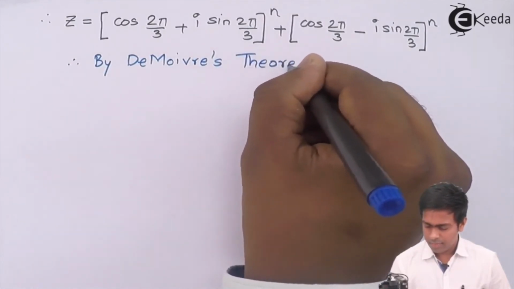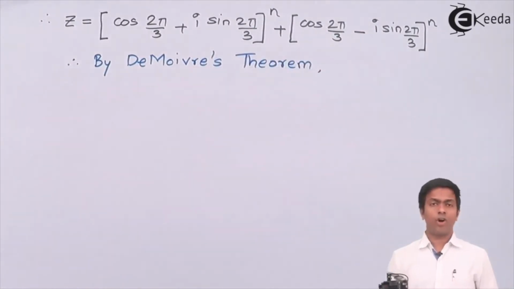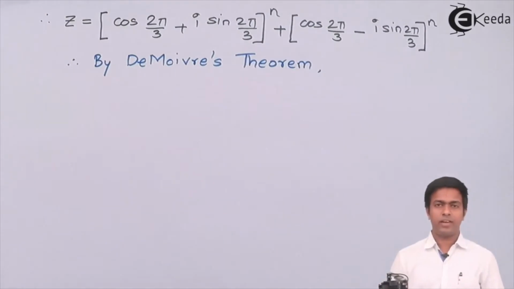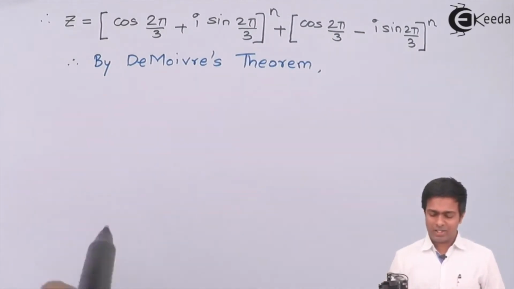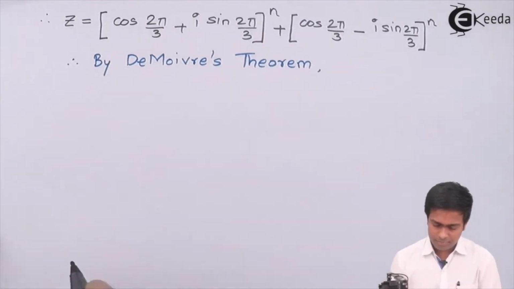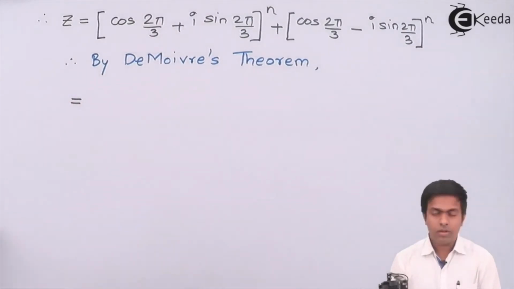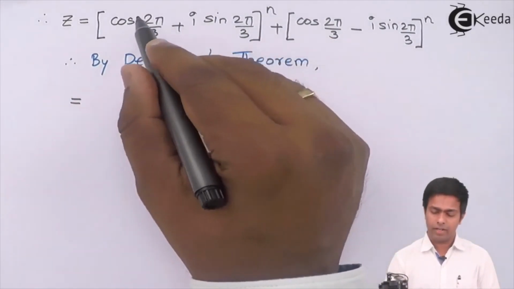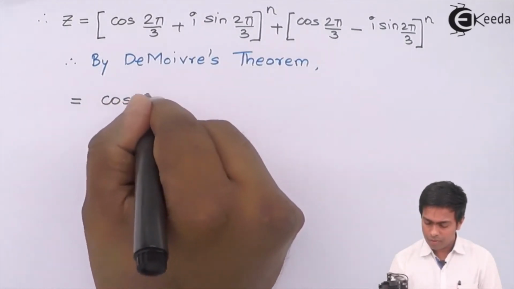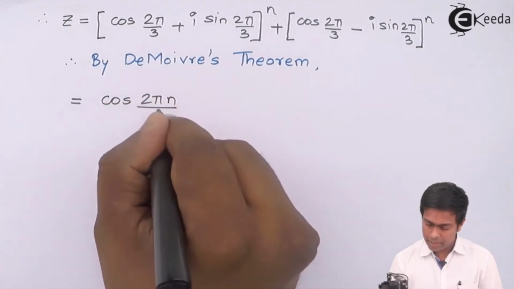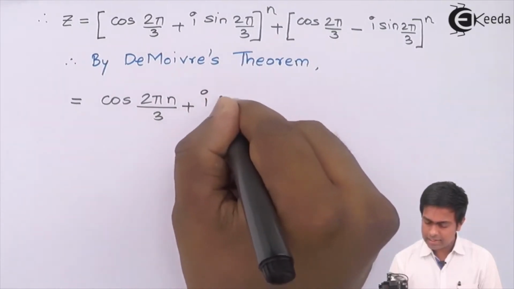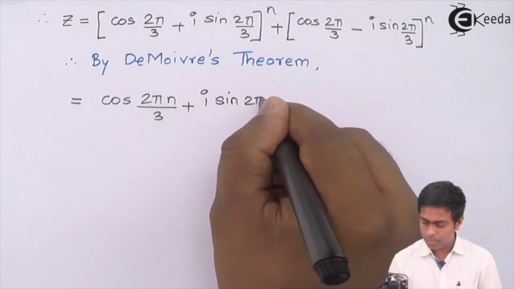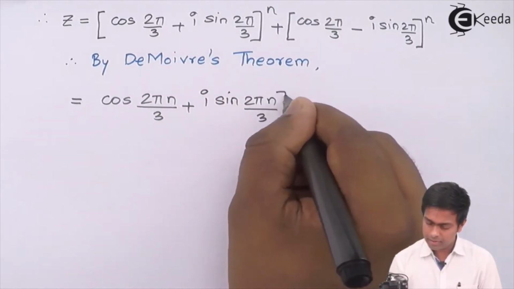So de Moivre is basically the god of this theorem. Whenever we use his theorem, we have to mention the name of the god, that is de Moivre's theorem. So let's go ahead. Here, by de Moivre's theorem we'll take that n inside and we will get cos of 2 pi n by 3 plus i sin 2 pi n by 3.